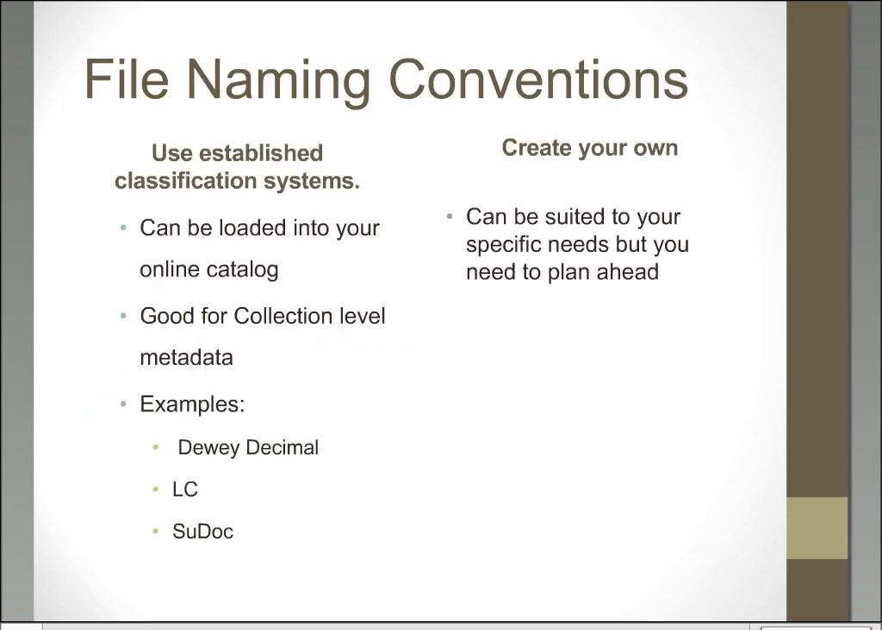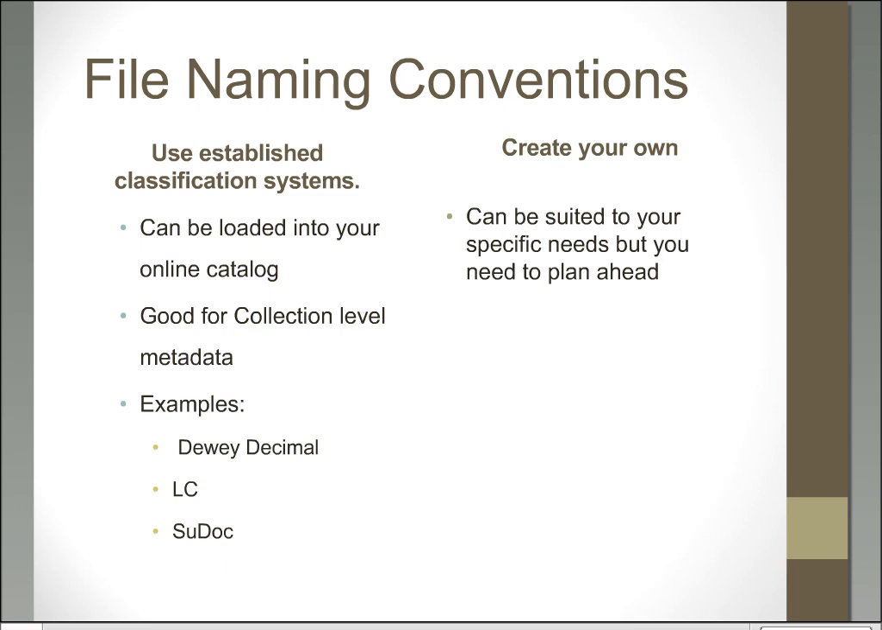File naming conventions, there's 2 ways you can go about it. You can use established classification systems, such as Dewey Decimal System, Library of Congress, SUDOC, which is the government documents system. They're easy in that they can be loaded into your online catalog. If you already have an online catalog and it uses Dewey, you can do them the same way. You can't really do item level cataloging for any kind of really archival materials because it's hard to indicate one specific item with a Dewey number. So I wouldn't recommend it for item level, but it's good for collection level cataloging.